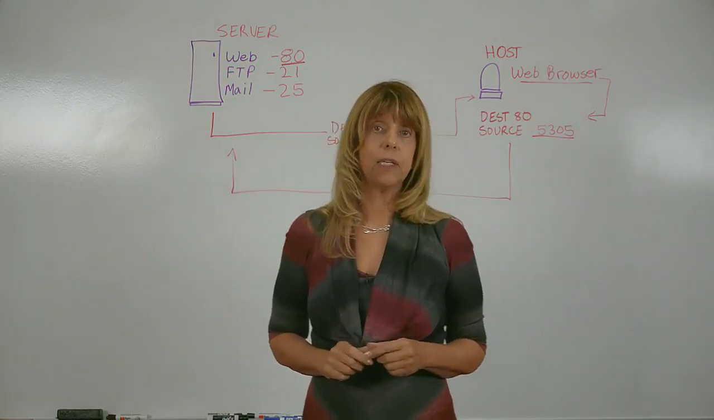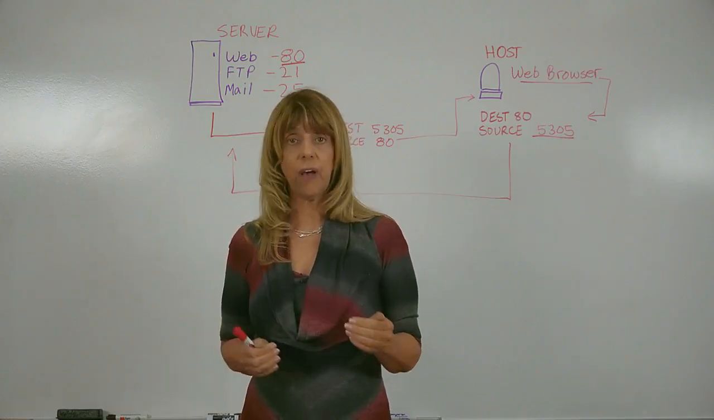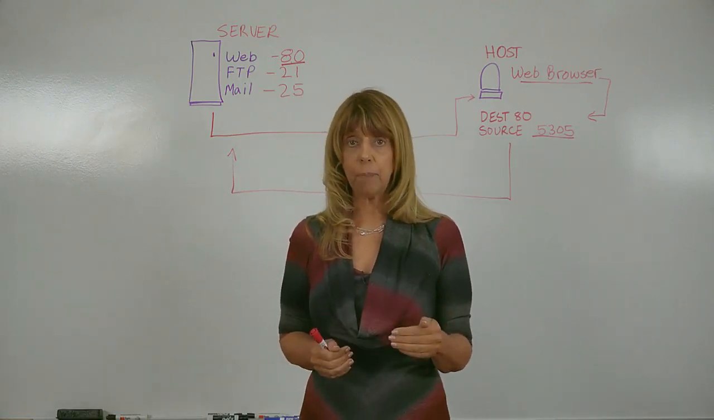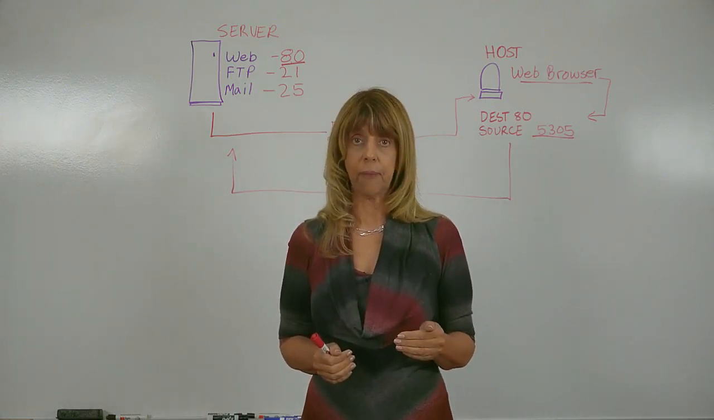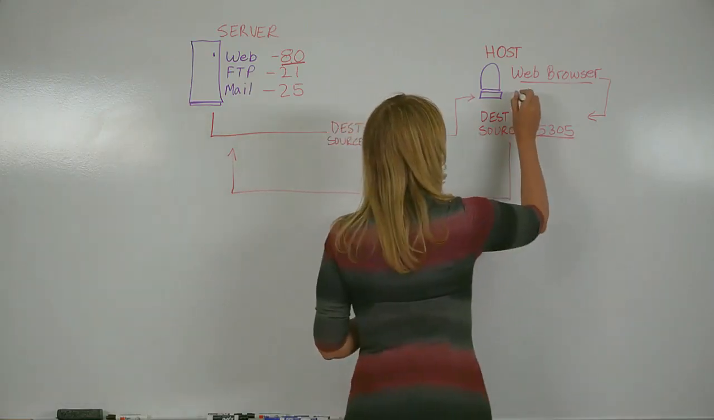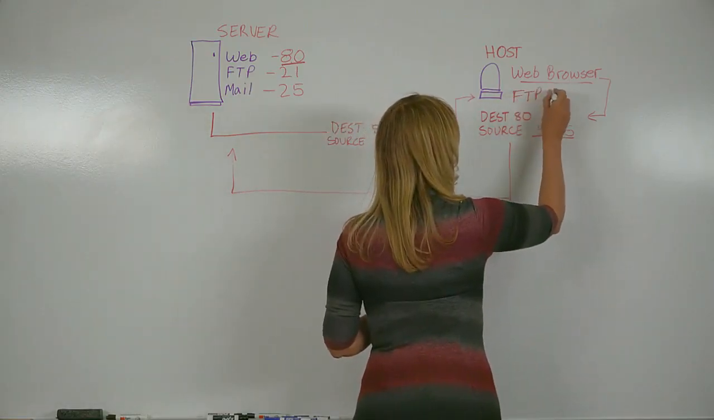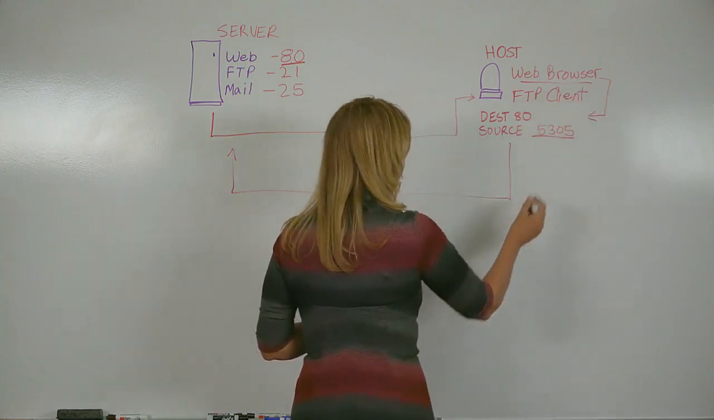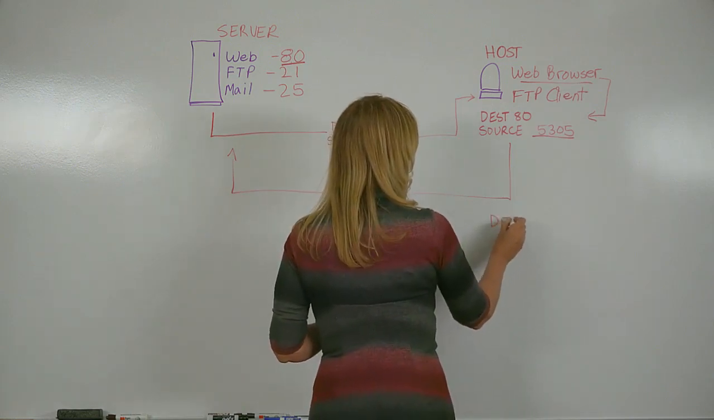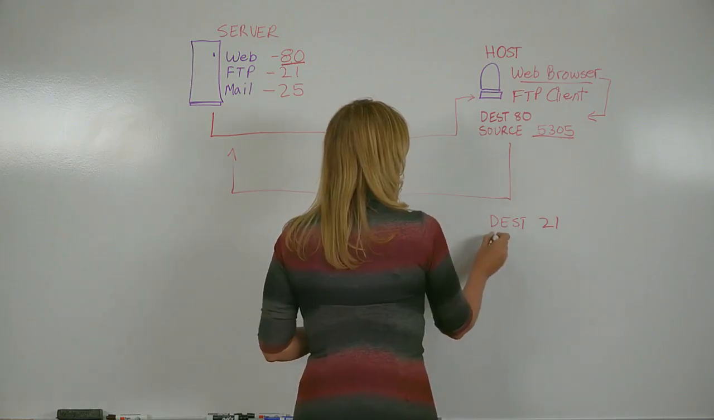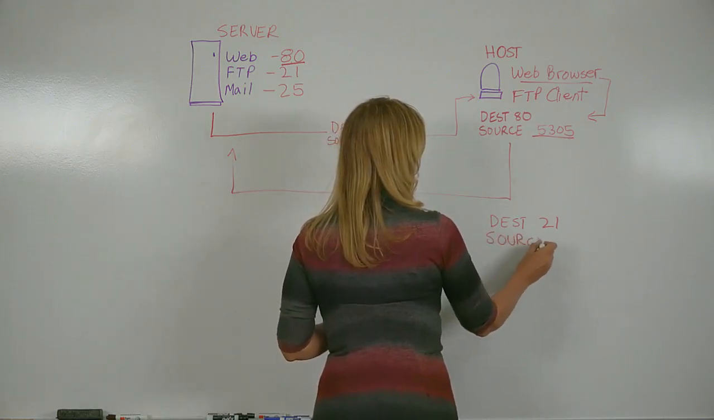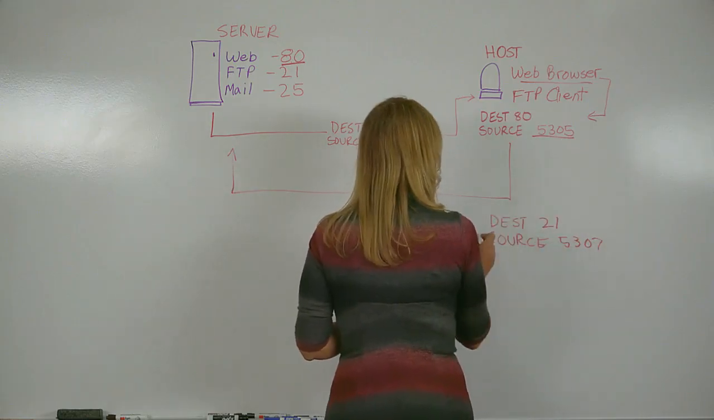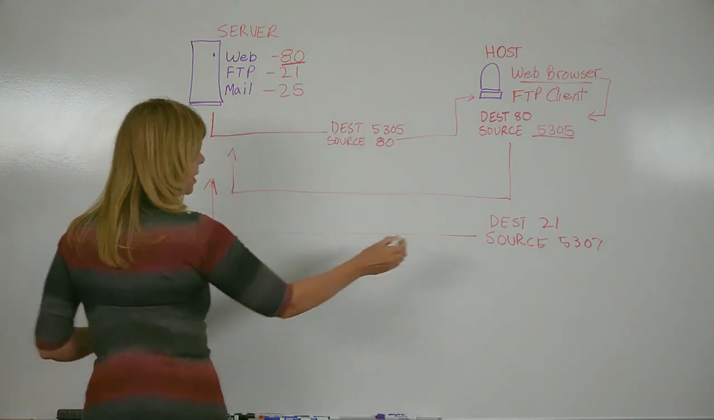TCP and UDP ports at the transport layer are what enables our devices to have open many different applications at the same time and have all of those applications communicating simultaneously. Because, for example, if I also had an FTP client running, I could send FTP requests with a different port number. So that would be destination 21 and source port 5307.